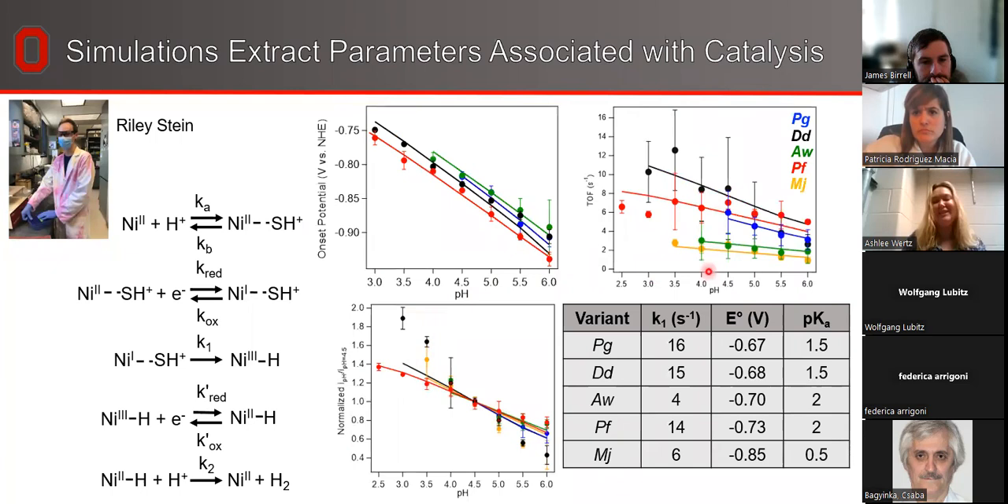However, we are able to see differences between the K1 value, which is our rate of intramolecular proton transfer, and differences in our pKa values. So the differences in the pKa values may suggest a role in the local protein environment and modulating the basicity of that coordinating cysteine residue.